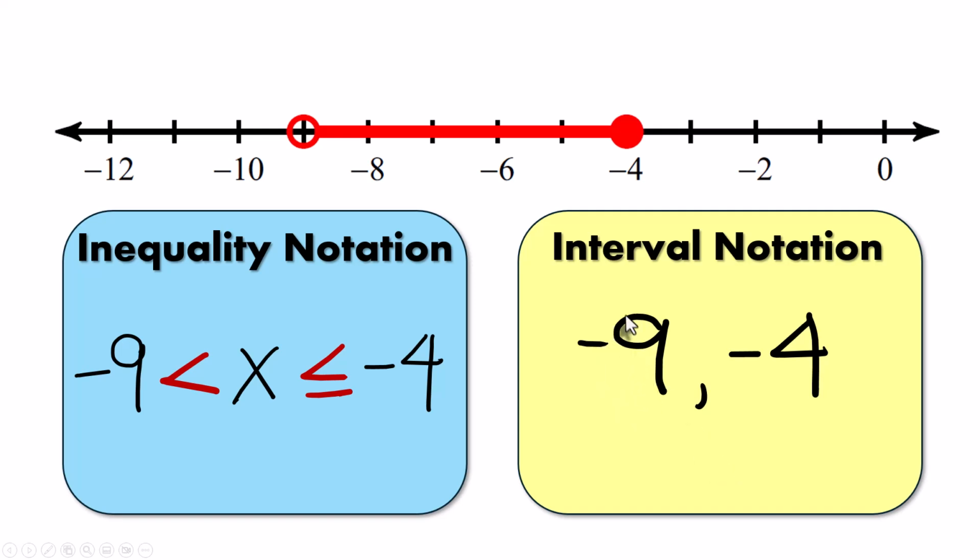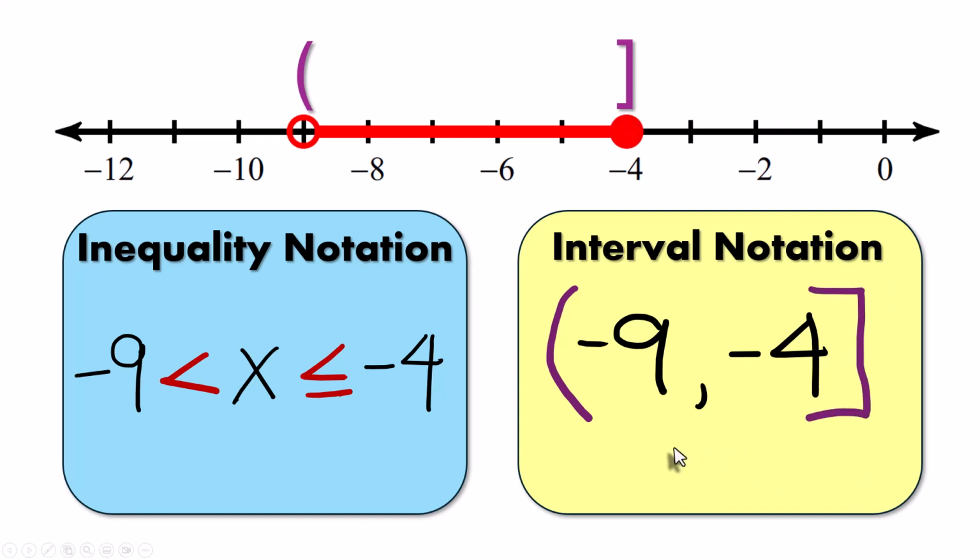But the -9 will have a symbol on it that's like a parenthesis. I may call this a soft bracket. And the 4, because you can't land on it, so it's an open circle, we would use something that's soft. And for the part you can land on, you would use a hard bracket that has corners. And that is interval notation.